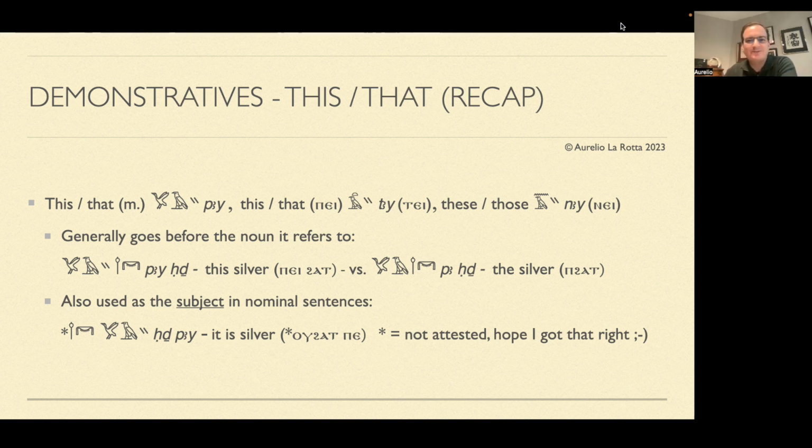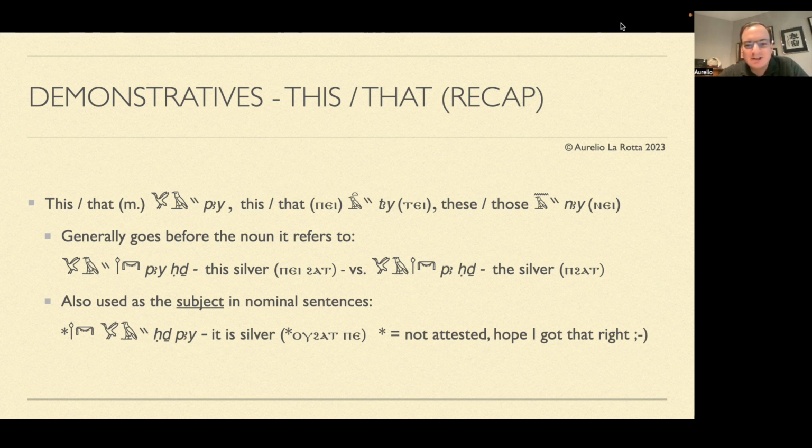The first topic was demonstratives. So in other words, how to say this or that in late Egyptian. And essentially, it's the same word. It's pai, tai, nai in the Egyptological pronunciation. Pai for masculine, tai for feminine, and nai for plural. In Coptic, they become pe, te, ne, at least in Saitic.